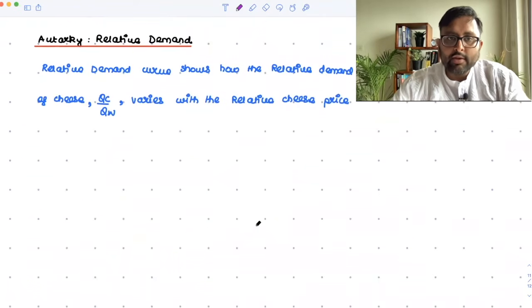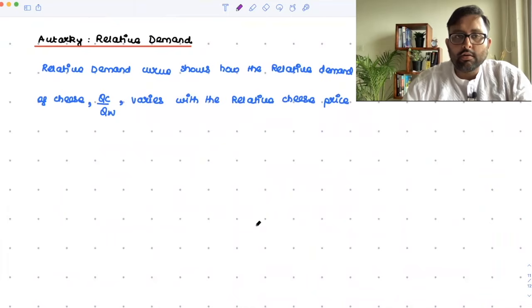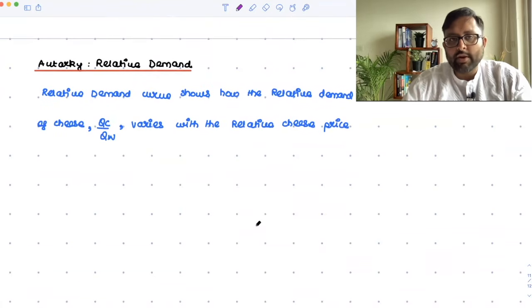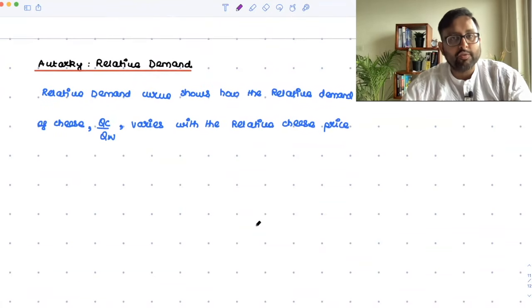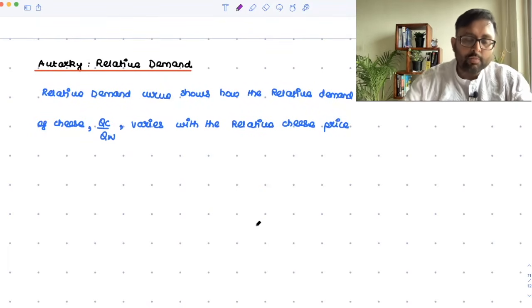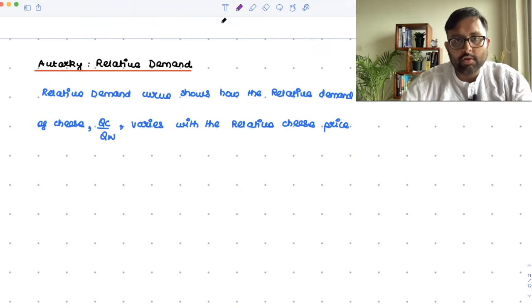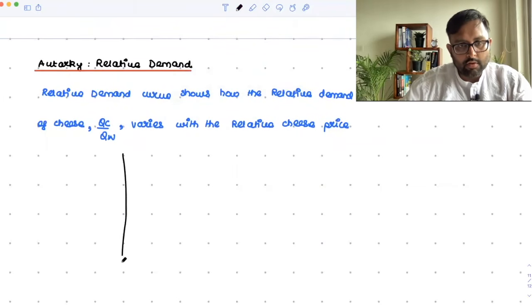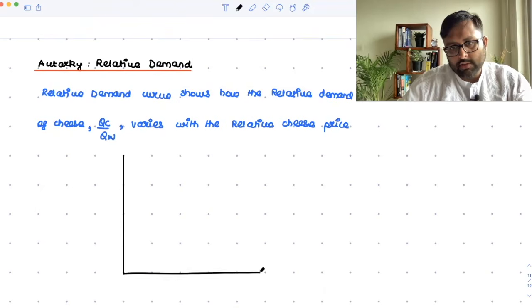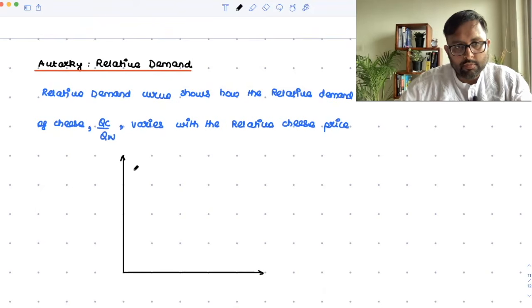Right? And then you have to complete the model by writing out the relative demand curve. As the relative supply curve shows, at different relative cheese prices PC by PW, how much is the relative supply of cheese, that is QC by QW. Relative demand shows how much the relative demand for cheese QC by QW is going to be when PC by PW changes, right? So we will be assuming that it is a downward sloping curve. That is what we're going to assume.